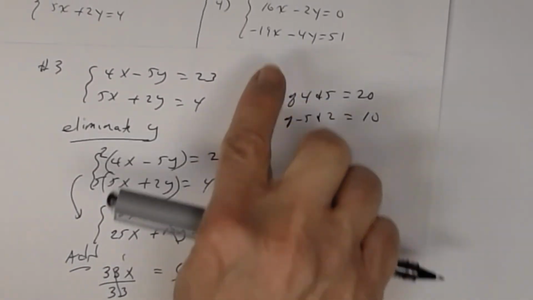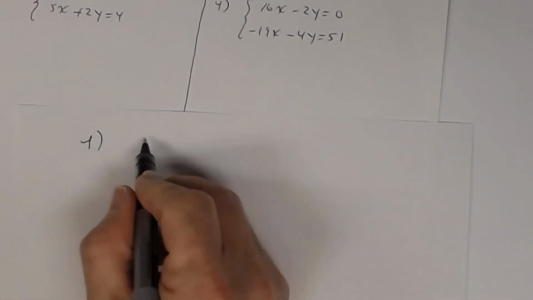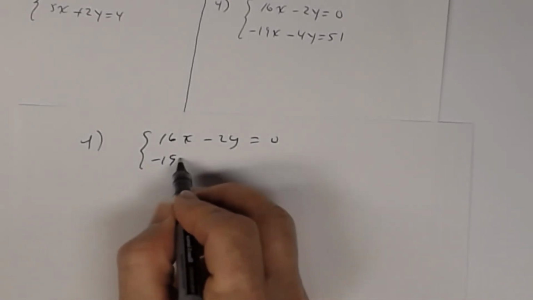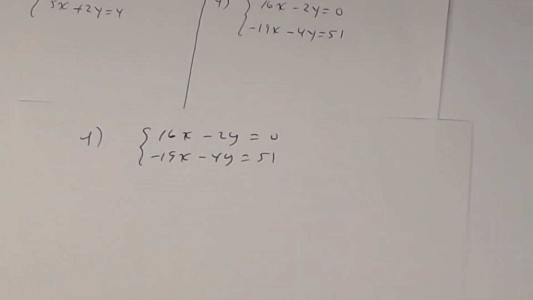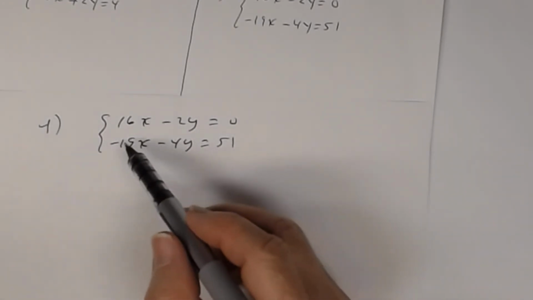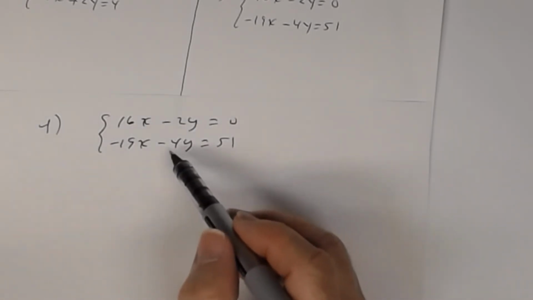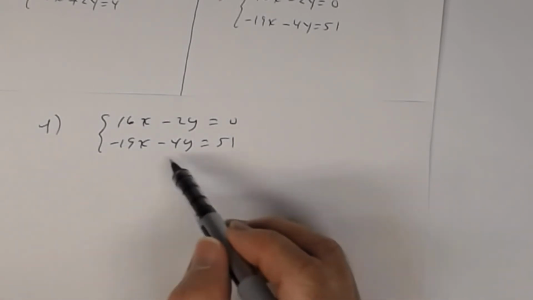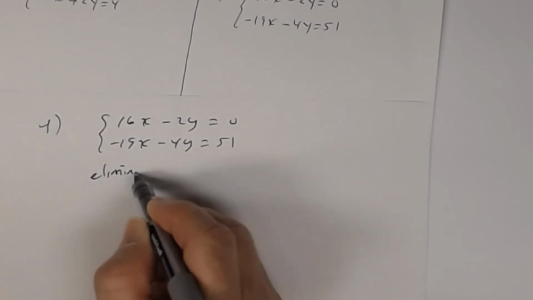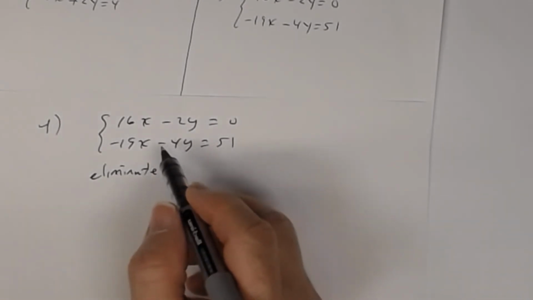All right. Okay, let's look at number 4. All right, number 4, the last one. So this number 4, we have the system 16x minus 2y equals 0, and then negative 19x minus 4y equals 51. Okay. So you'll notice that the x's have pretty large coefficients compared to the y's, and so even though in the x's one's positive, one's negative, most students will navigate to eliminate the y's here because the coefficients are easy to deal with.